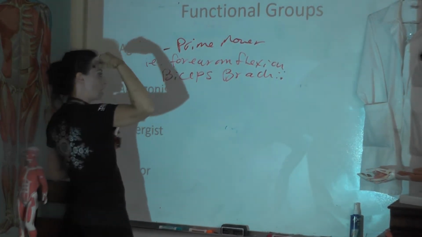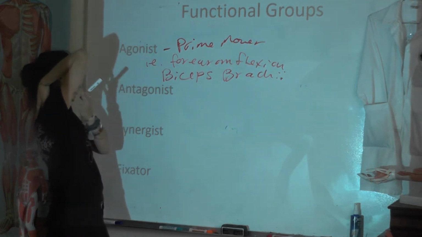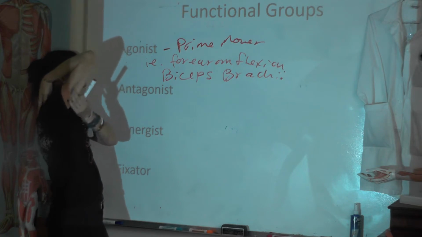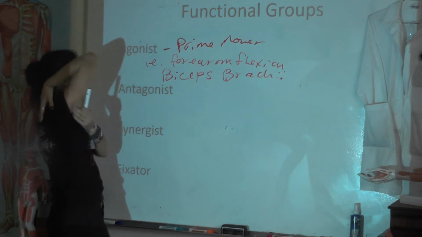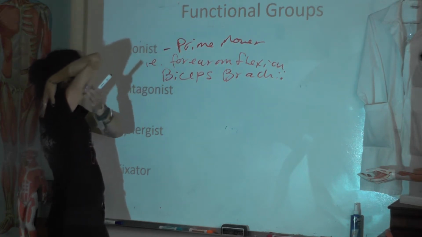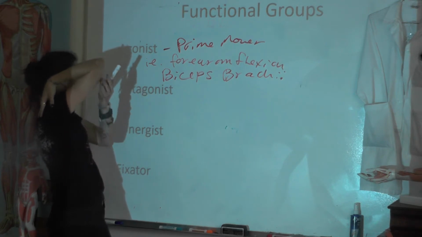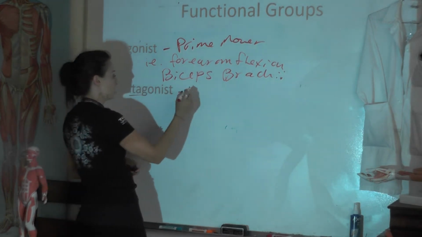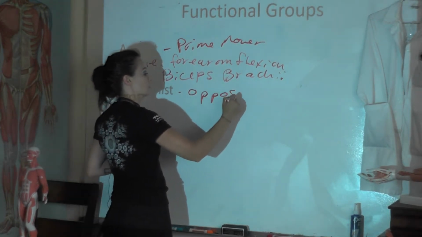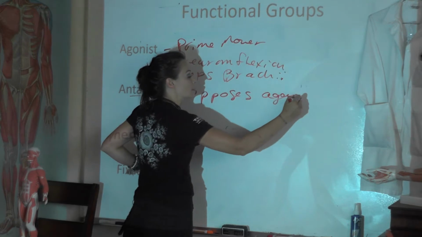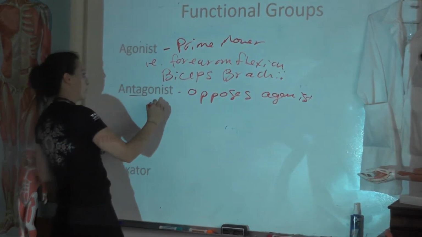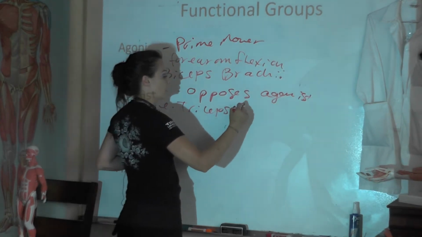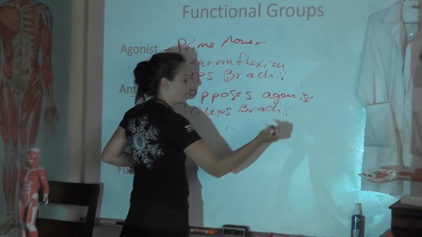Okay, the opposite action on the opposite side of the joint, we have the antagonist, and the opposite action is forearm extension. It opposes, or does the opposite thing. So in this movement, the antagonist, or what's opposing the agonist, is our antagonist. And in our example, we could say this would be our triceps brachii.